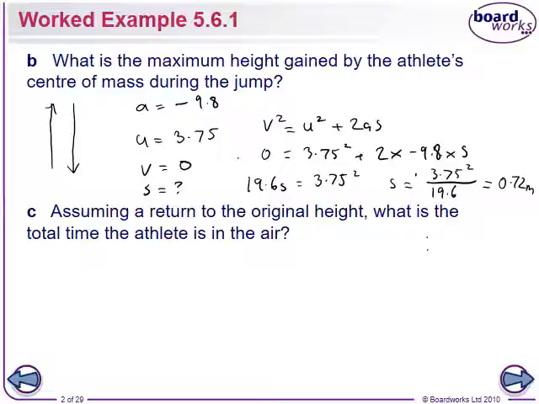Okay. Assuming a return to the original height, what is the total time the athlete is in the air? Okay. Now this requires an assumption, and it's a good assumption, and it's one that you should be aware of. Our athlete, as they jump into the air, and as they come back down, their acceleration is the same. It's always negative 9.8. Here they're starting with a certain velocity and going to 0. Here they're starting with 0. They're going to reach that same velocity coming back down. This path is going to be symmetrical. Okay? If you go up, then down, your path is symmetrical.